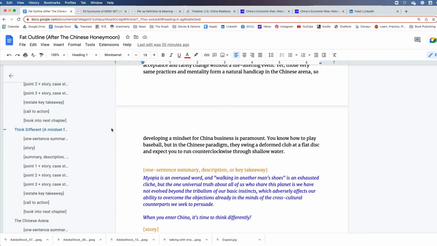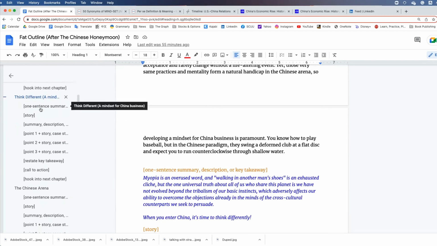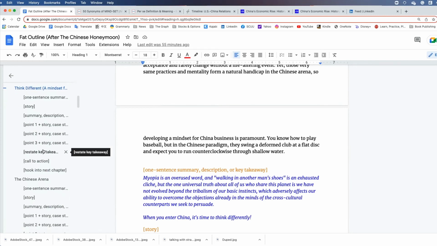And this is the template. So in each one of these, you can see each one of these chapters and sections. I have this one sentence summary, story, summary description, points, key takeaways, call to action, and then also you need a hook that leads into the next chapter.